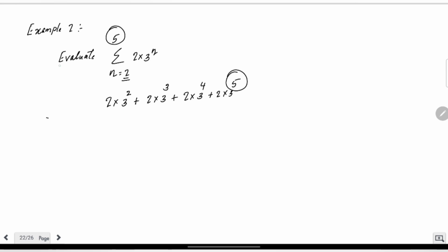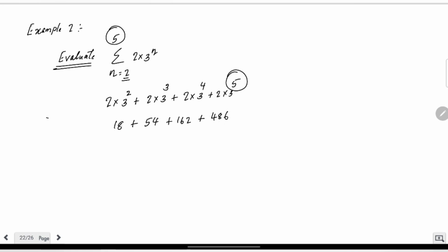Now expand. So here evaluate. Expansion is over. Now find out the value and the total sum. So 3 squared is 9, times 2, 18. Plus 3 cubed times 2 is 54. 3 to the power 4 is 81, times 2 is 162. Plus 3 to the power 5 is 243, times 2 is 486. Clear?